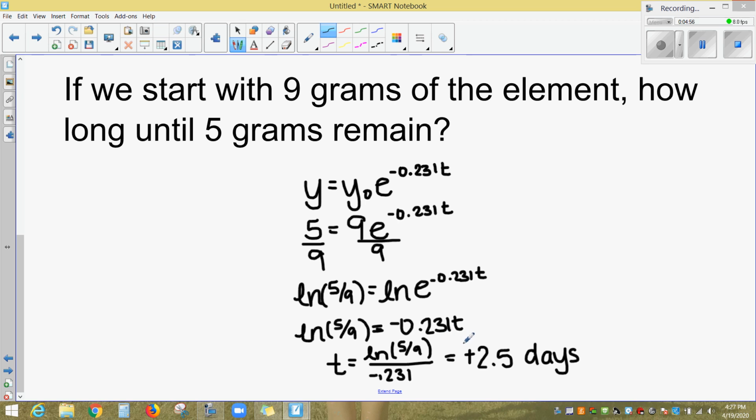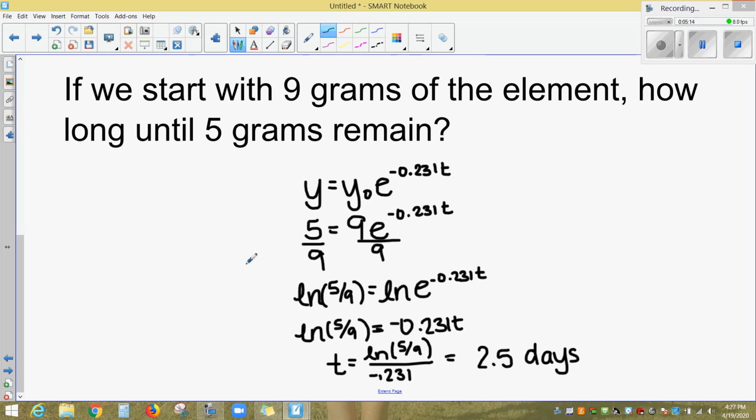Some indications that you've made a mistake when you're doing these problems: if you ever get negative time, then maybe you did what I did and you left a negative sign off of something when you divided. Or maybe you have something here upside down.